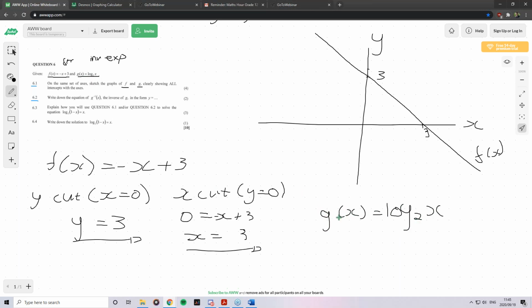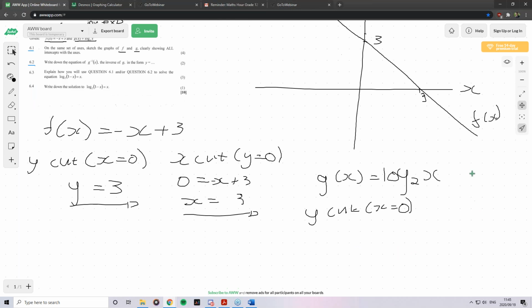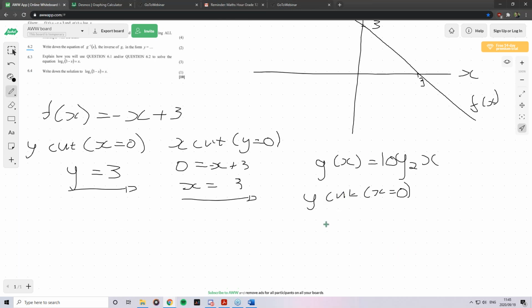Now, there are two methods you can do. You can either find the original and then kind of deduce what the points are by calculating the opposite. But what I like to do is I just like to use this as a function. I say y cut, x equals 0, and I have that y is equal to log base 2 of 0.